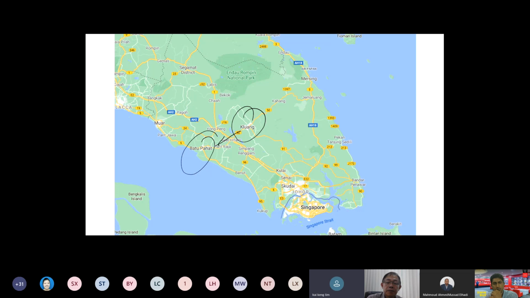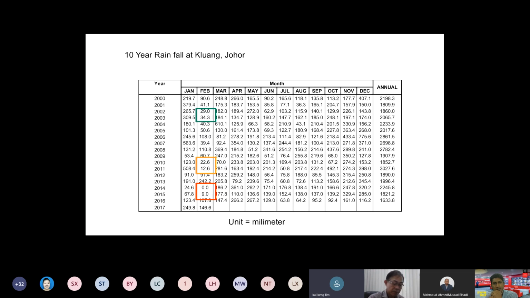So the water source actually will flow from Klang area down to Batu Pahat area and go to sea. That's why it is very crucial to understand how the rainwater flows. By the way, if you all want me to stop and clarify something, please do so. So let's see what's going on here.